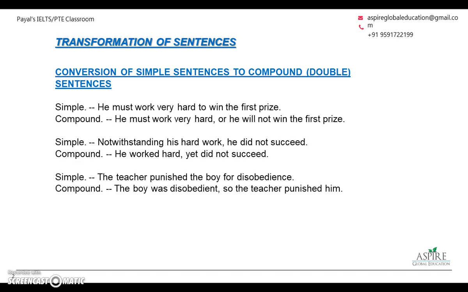The teacher punished the boy for disobedience, where disobedience is my abstract noun. Now, how do we change into compound sentence? We change the abstract noun into adjective. The boy was disobedient, so the teacher punished him. Right? So obviously, when we are changing one form into another, then the parts of speech of that particular word also may change because we have now made a different sentence, ensuring that the context of the sentence remains the same.